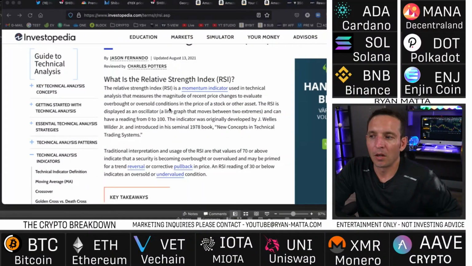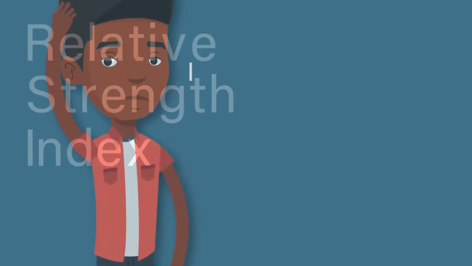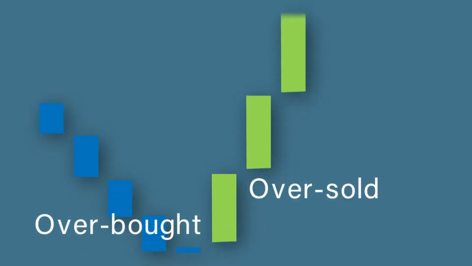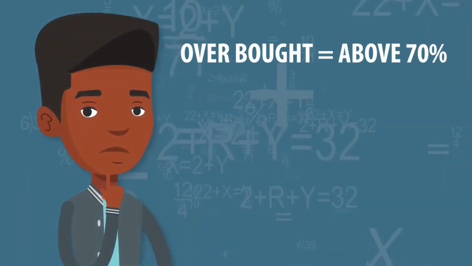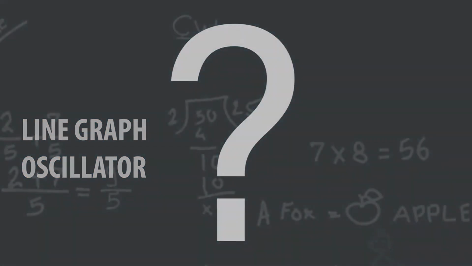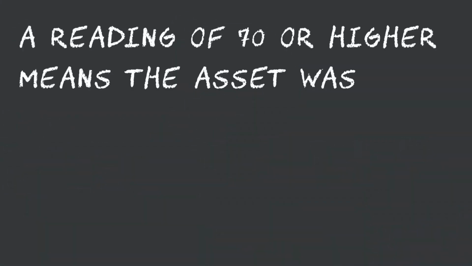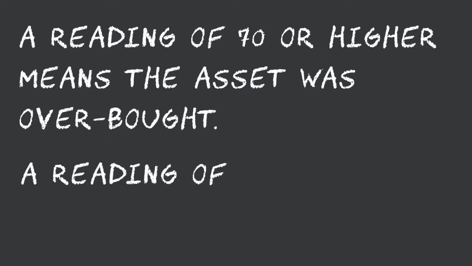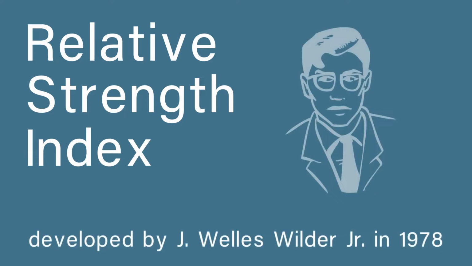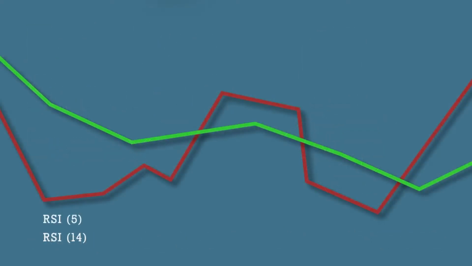So what is RSI? What is a relative strength index, also known as RSI? The relative strength index, RSI, is a momentum indicator used in technical analysis that measures the magnitude of recent price changes to evaluate overbought or oversold conditions in the price of a stock or asset. The RSI is displayed as an oscillator, a line graph that moves between two extremes. The oscillator displays a reading from 0 to 100. The indicator was originally developed by James Wells Wilder Jr. and introduced in one of his books in 1978.